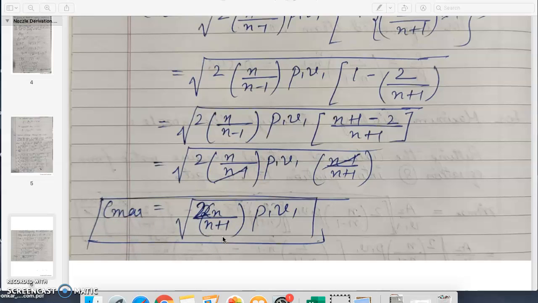and now solving these steps, we get C max as the square root of 2 into n upon n plus 1 into P1 V1. So this is all about the derivation of the flow of steam through the nozzles: the velocity at exit or throat, the mass flow rate, the general formula of the two, and then the derivation continued towards the maximization for obtaining the maximum mass flow rate, and then having the expression for maximum mass flow rate as well as the velocity at the critical pressure ratio.